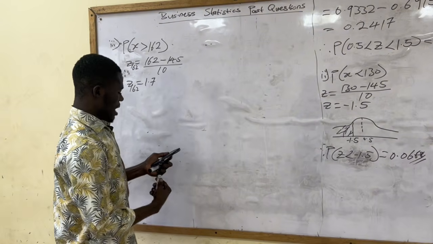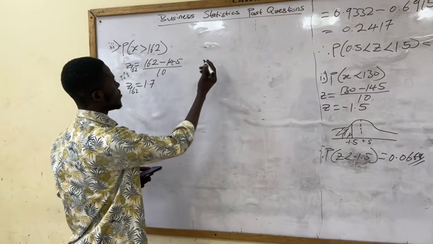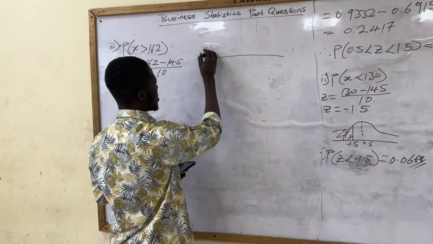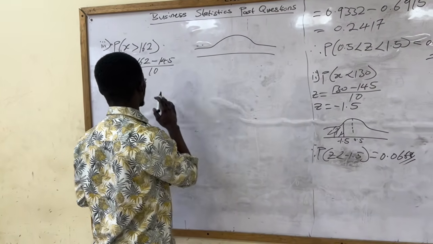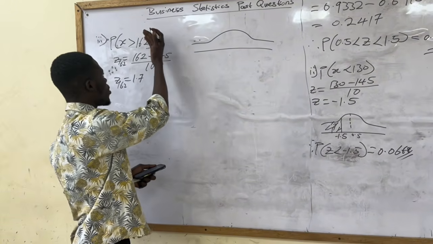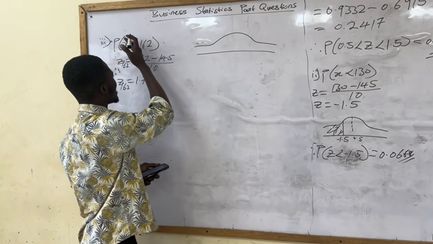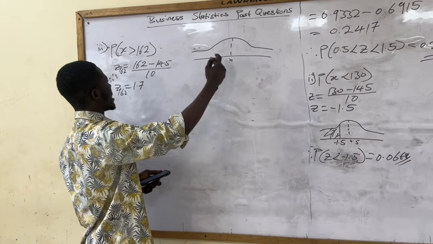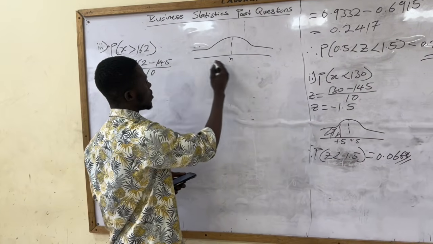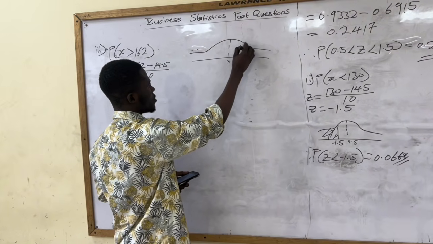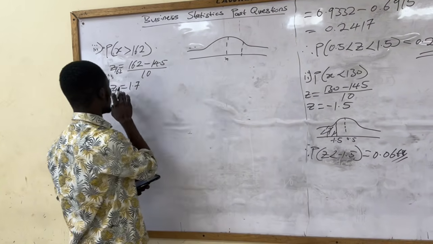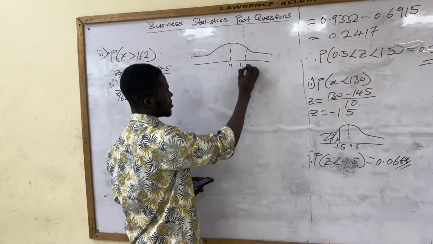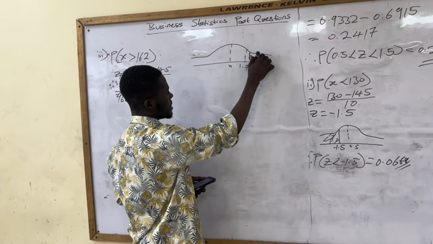Now let's refer to the z-score table. But before that, let me draw the bell shape for us to see how it will look. So something like this. Because it's stated more than, and more than is greater than, it means that X is greater than 162. So greater than, it will come to this side. Okay, so 162, and when we solve, we had 1.7. So 1.7 will take place here.